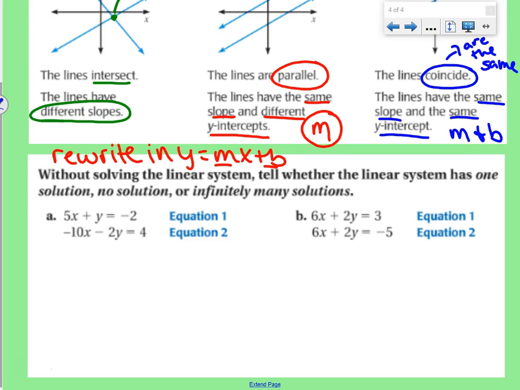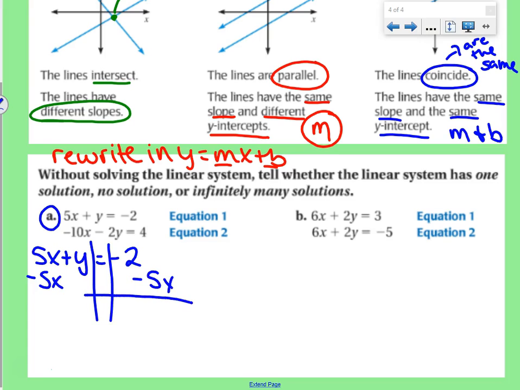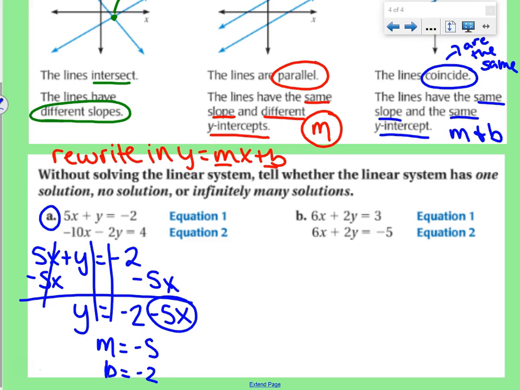So for our first set, set A, we want to take each equation and rewrite it as y equals. So for that first equation, all we have to do is subtract 5x from both sides, we get y equals -2 minus 5x. So for this equation, our m is next to the x, -5, and our b is -2.